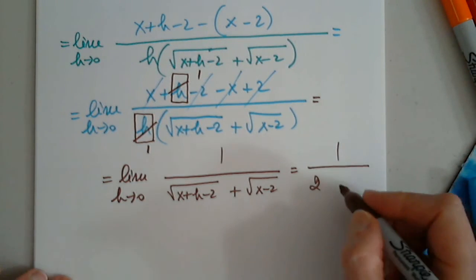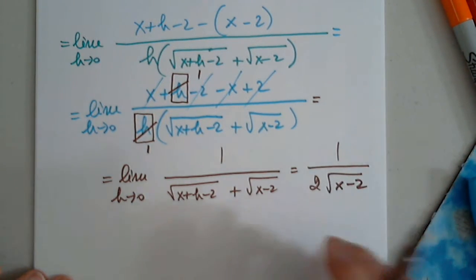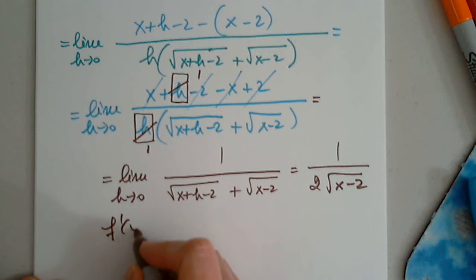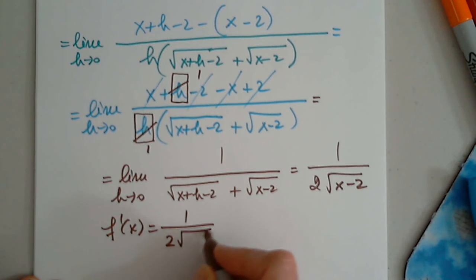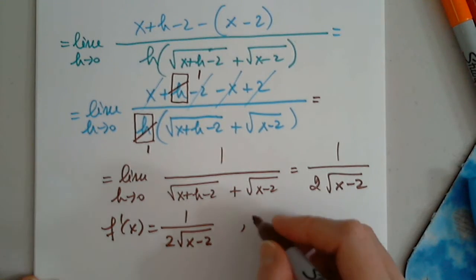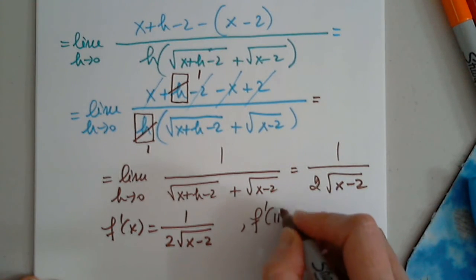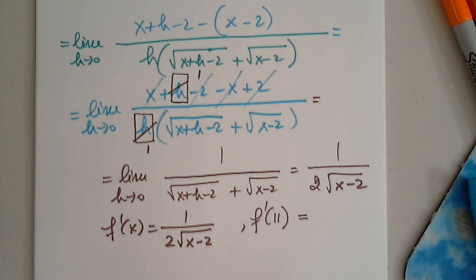So is it 2 root x minus 2? Excellent. Very good. And now, because we have f prime of x, which is 1 over 2 the square root of x minus 2, we can determine f prime of 11. Because the point is 11 comma 3, we want to evaluate the slope at 11, the function that gives us the slope at 11. So can anyone now give us the answer for f prime of 11?